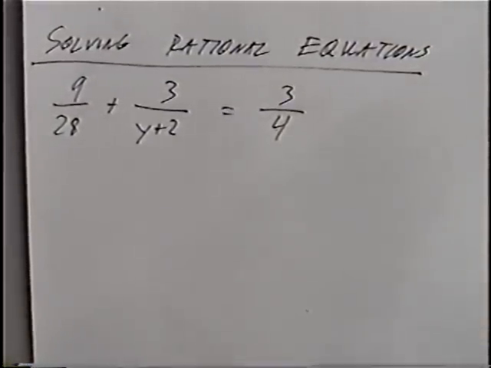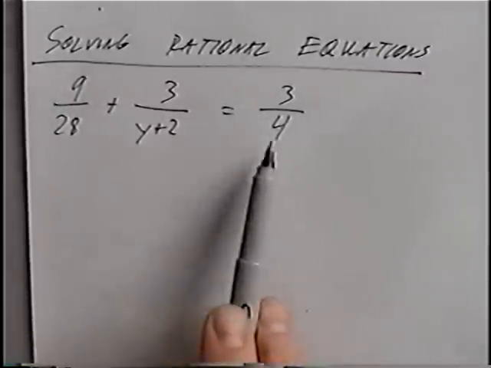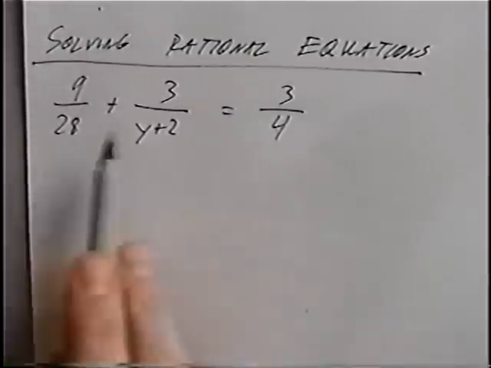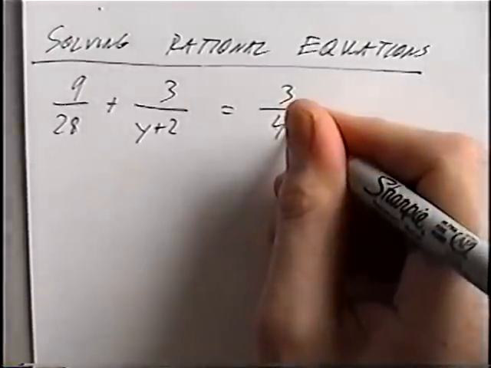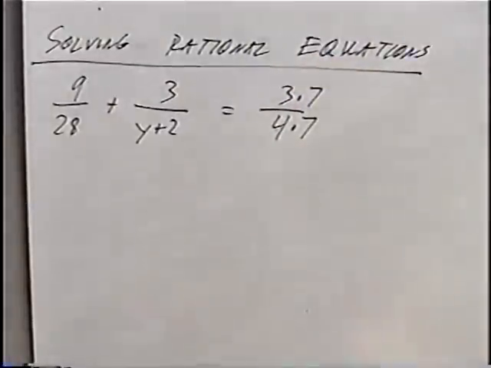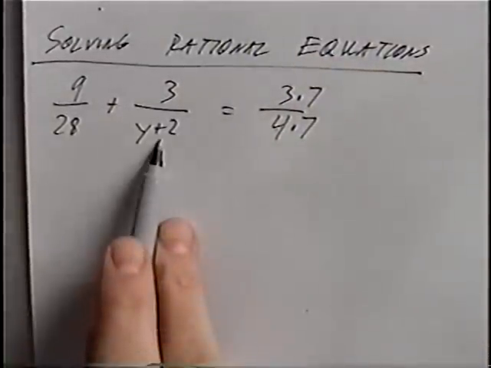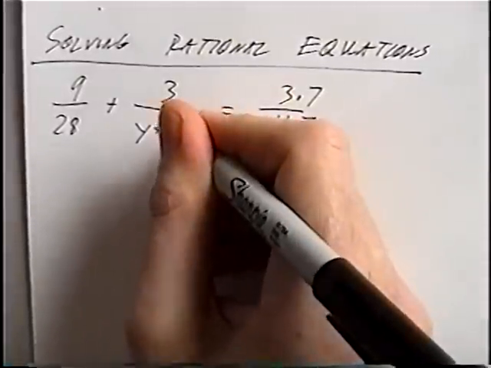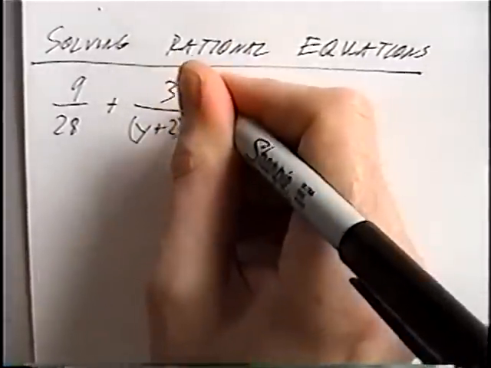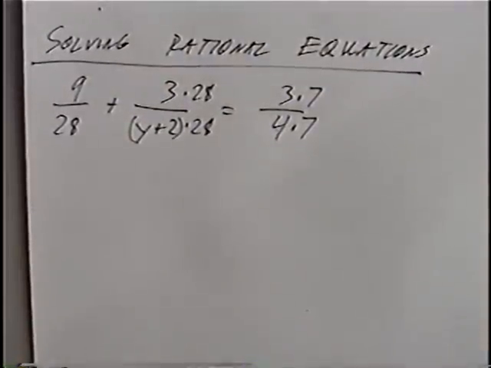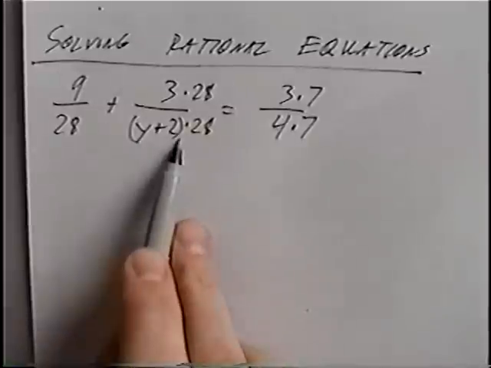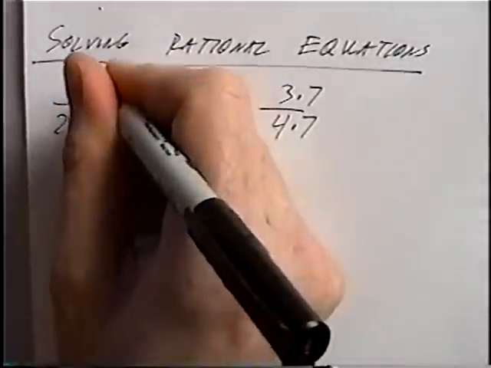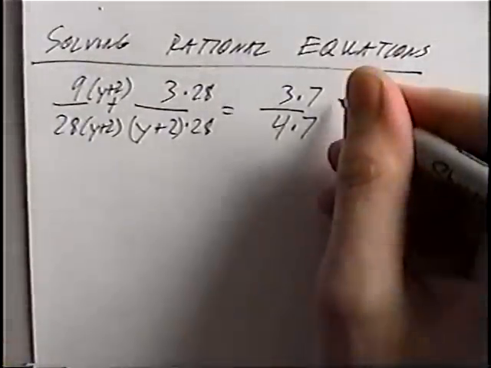To solve this rational equation, we need all the denominators to be the same. For example, if this one's 28, we can change this one to 28 by multiplying by 7. This middle fraction also has to have 28, as just a coefficient number, so we'll have to multiply that one by 28. Also, this fraction has a factor of y plus 2, which means each fraction has to have a factor of y plus 2.